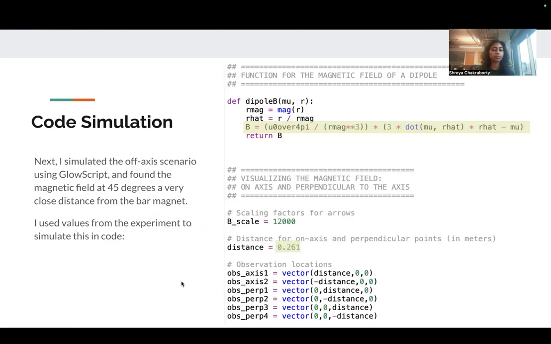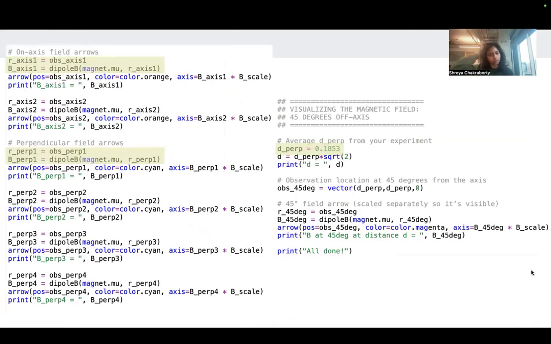Then I ran through some code to simulate part two, which is the 45-degree angle one. I initialized some things. This is the magnetic field equation. We created a function for that, and then I put in the distance x from the experiment, and I also put in my dperp from the experiment as well. Here I created arrows for on-axis field arrows and also perpendicular field arrows. I created a bunch of different arrows for these: four for perpendicular and two for on-axis.